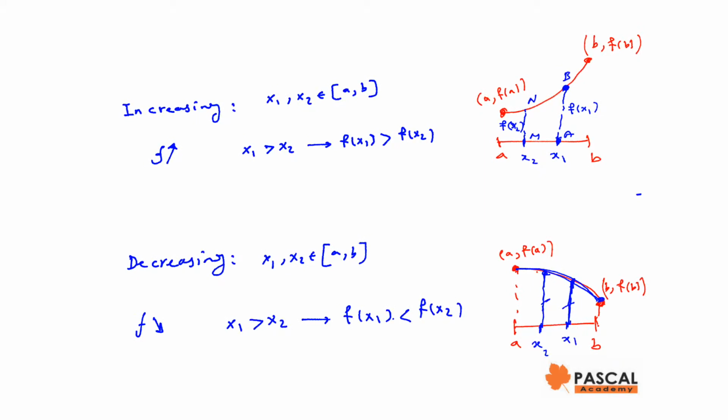Again, when x moves from left to right on the given interval, the function is moving downward. f of x is moving downward. When x is getting bigger in the interval, f of x is getting smaller. The value of the function is getting smaller.